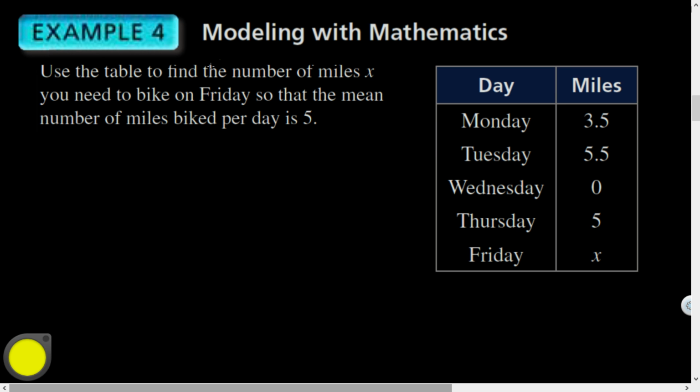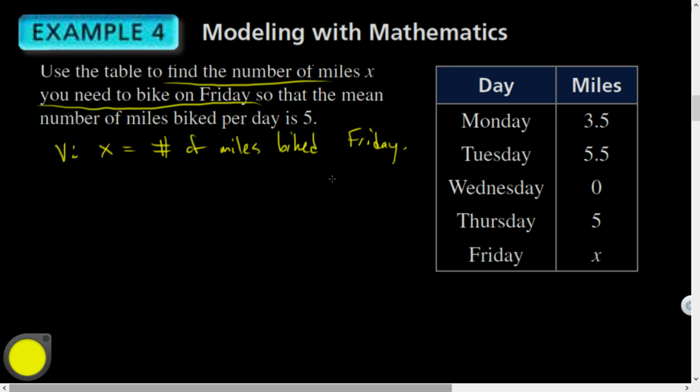So here we go. Use the table to find the number of miles x you need to bike on Friday so that the mean number of miles biked per day is 5. So my variable x, they actually already described it for us, is equal to the number of miles biked Friday. And the way I find that is, it's usually the question they're asking: find the number of miles you need to bike on Friday. And I already labeled my units in miles. Let's write our equation.